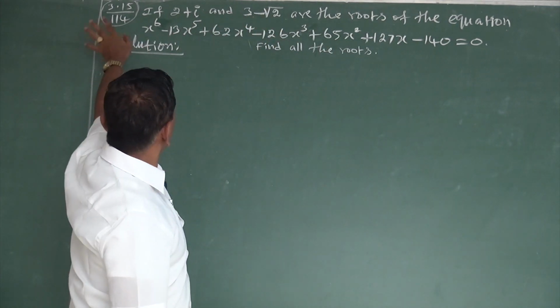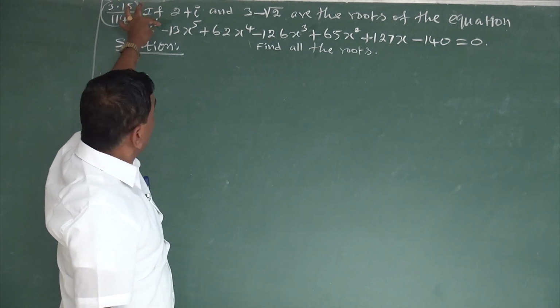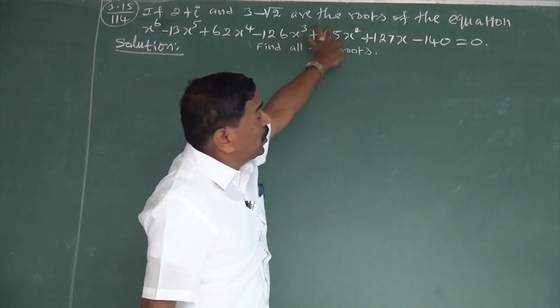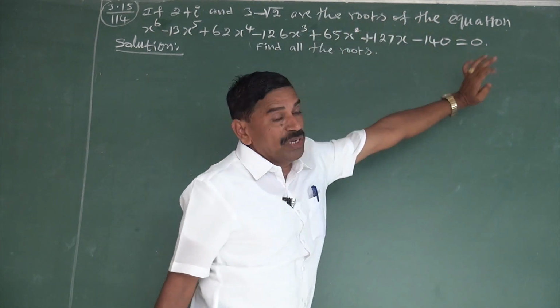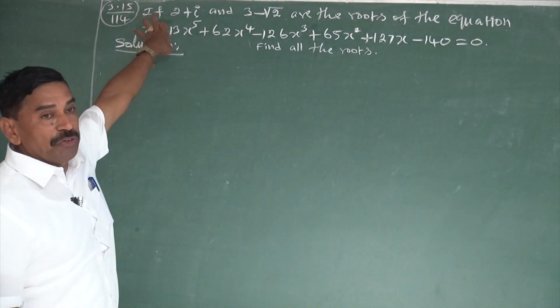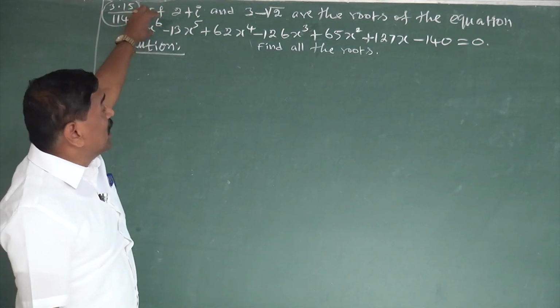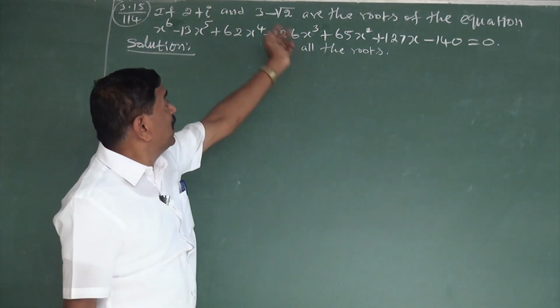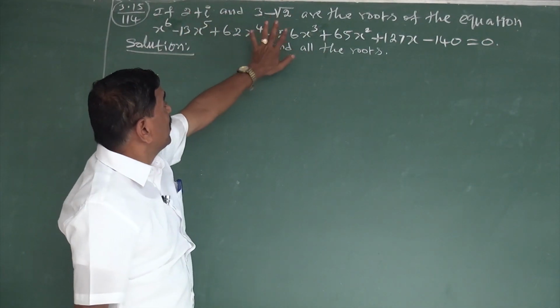Listen, here the given question is x power 6, x power 5, x power 4, x cube, x square, x, constant equal to 0, where the highest power is 6. So which is a 6th degree equation, so it has 6 roots. We want to find all the roots, but given that 2 roots only are given.